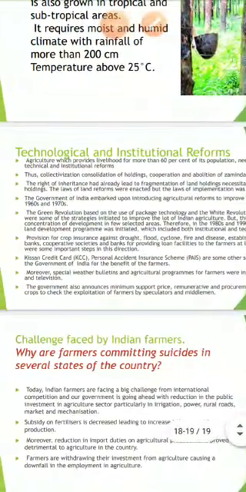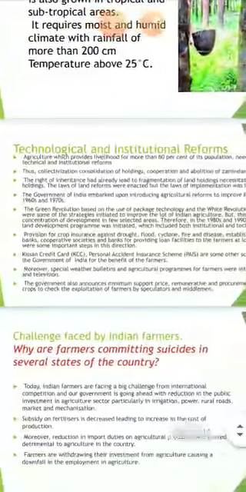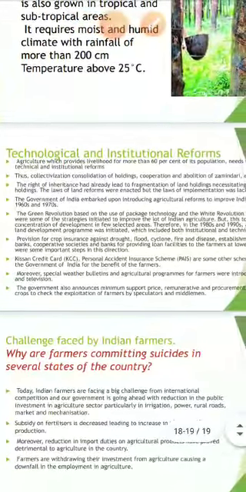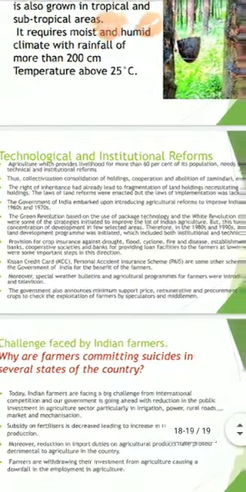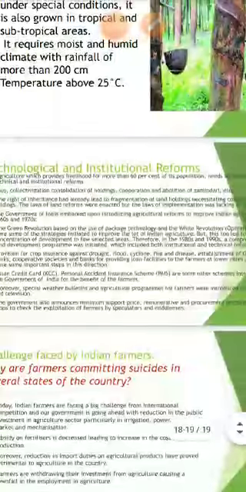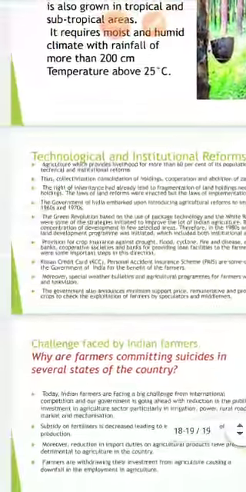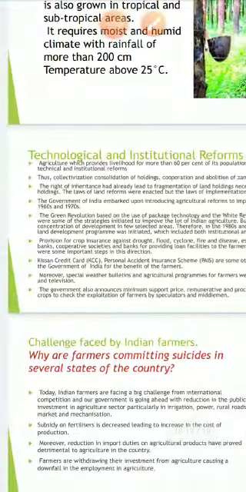Technical and institutional reforms. Agriculture, which provides livelihood for more than 60% of the population, needs some serious technical and institutional reforms. Thus, collectivization and consolidation of holdings, cooperation and abolition of zamindari, etc. are some of the reforms that were started.